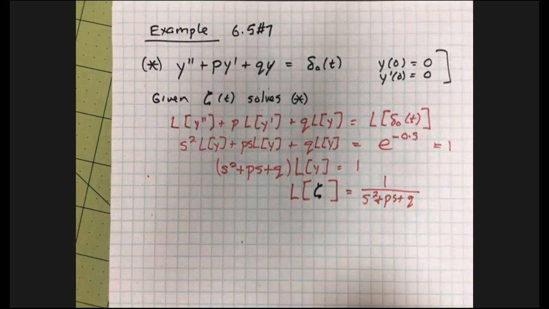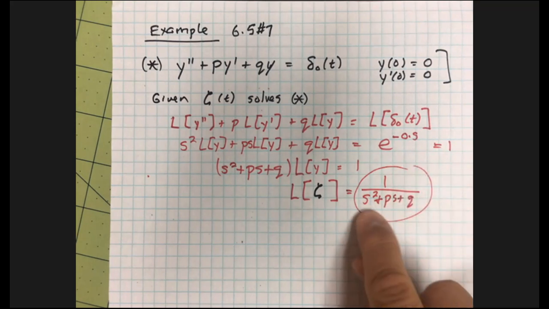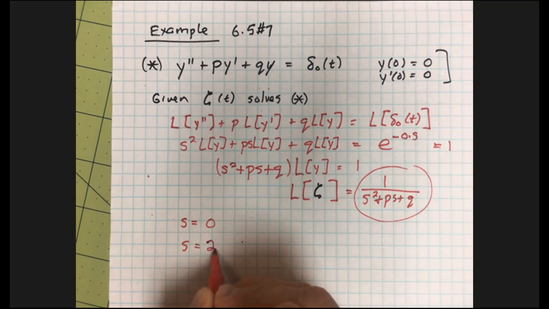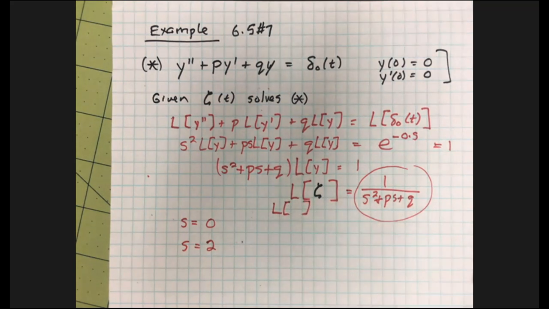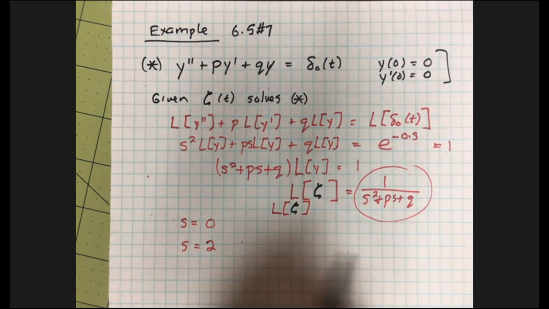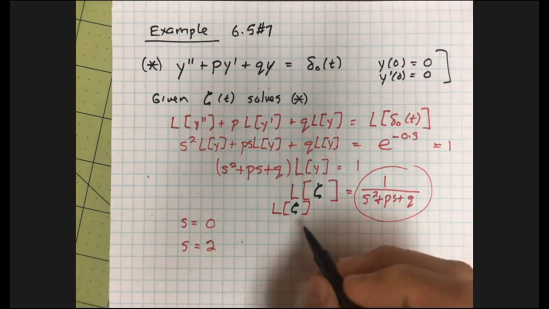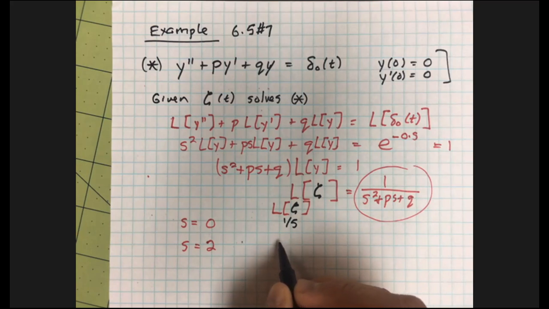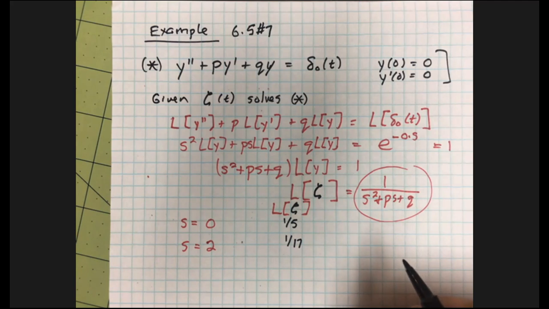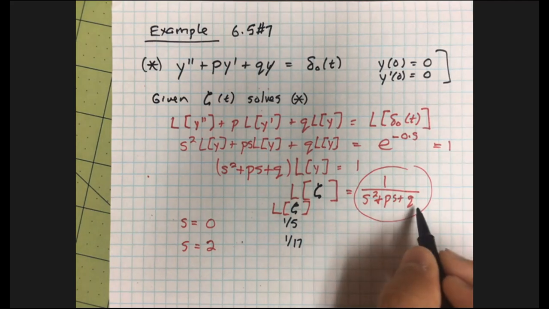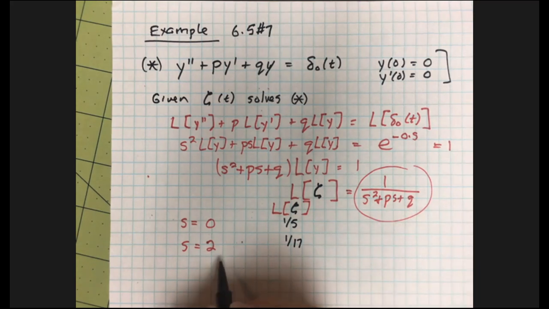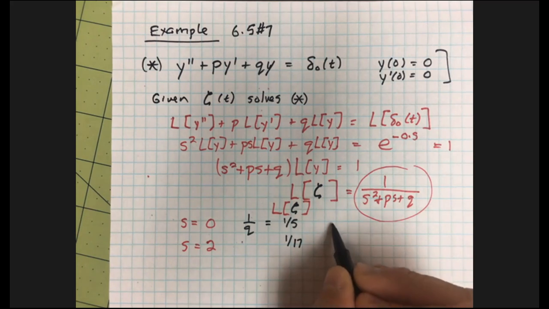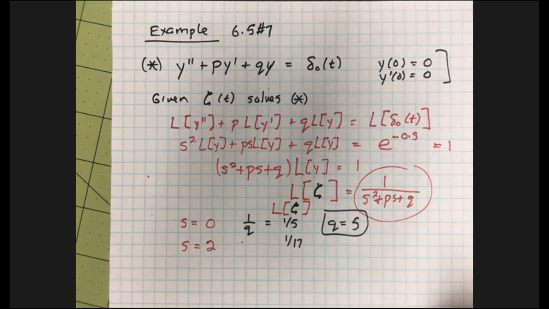Well, look at that. Here's an example with s, p, and q. And then you were given two values of s, and you were given two outputs for the Laplace transform of zeta. Let's write them down. When s is 0, the transform was 1/5. When s was 2, the transform was 1/17. Let's put those in there, create two equations, and show you that they predict what P and Q are. So when s is 0, I get 1 over Q. So automatically Q is 5.